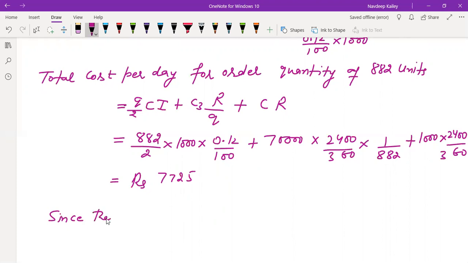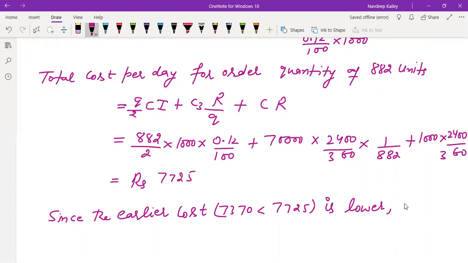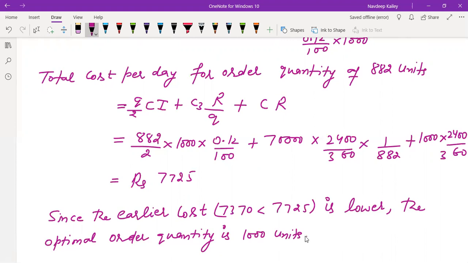Since the earlier cost 7370 is lower, the optimal order quantity is 1000 units. This is how we determine the optimal order quantity in inventory models with one price break.